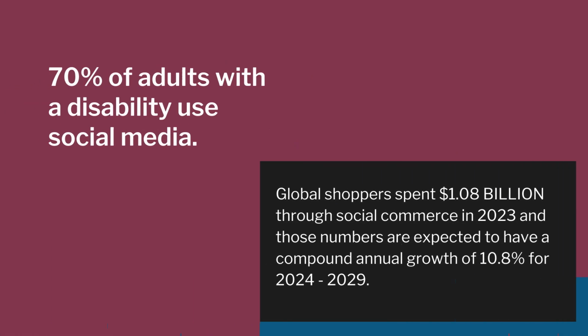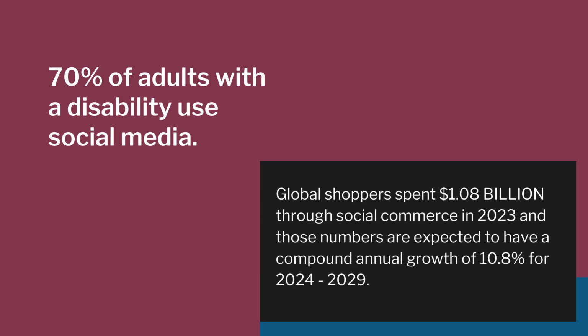70% of adults with disabilities use social media. So just like anyone else, this community, my community, the disabled community, uses social media to connect with people who have similar interests, hobbies, to find resources, to connect with people who share the same challenges. So they are online just like anyone else would be.